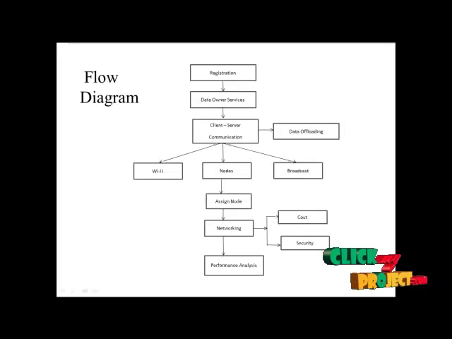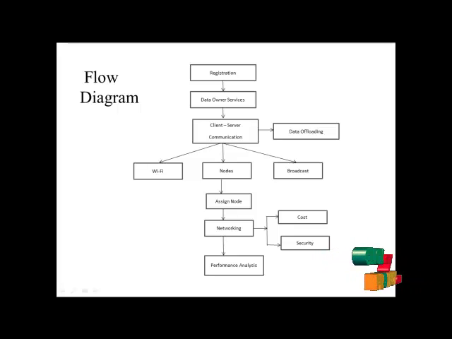Okay, this is the flow diagram. The first step is registration. In user registration, every user adds a username and password. If the username and password are both correct, it goes to login. Login is for existing users and registration is for new users. The users fill in their personal details in the registration, and the details go to the data owner, who validates and checks the user details.